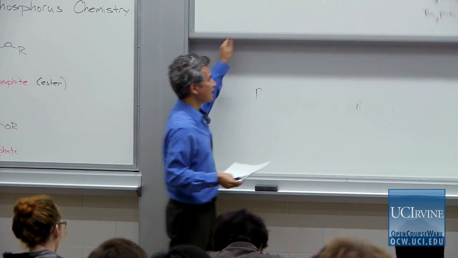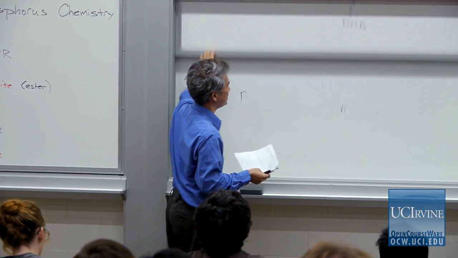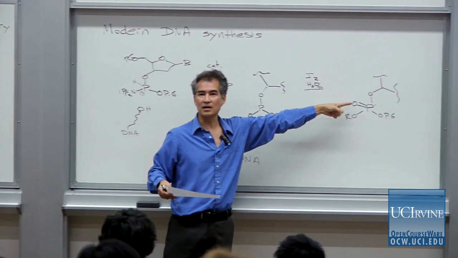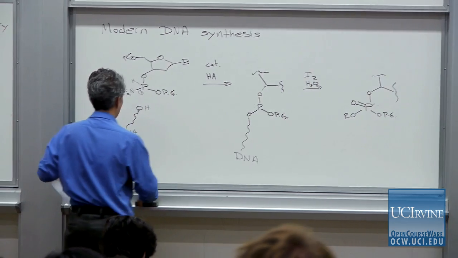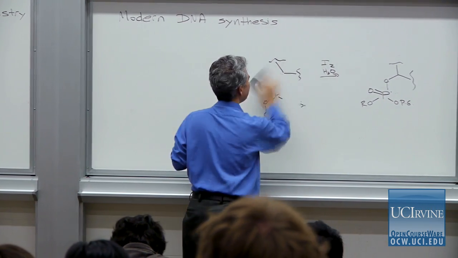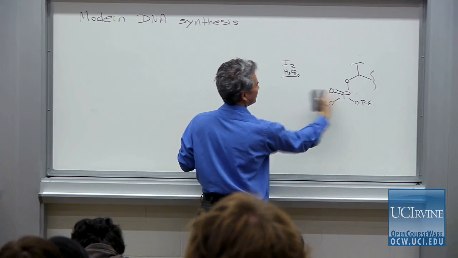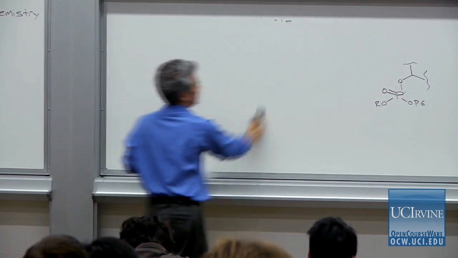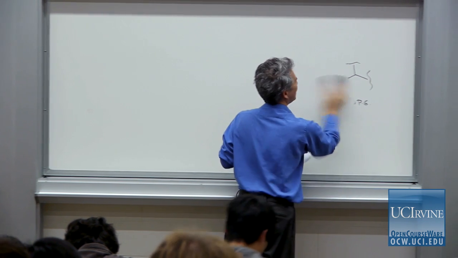Let's come back and draw a mechanism for this iodine oxidation in DNA synthesis. Because this transformation is driven by formation of this PO, if you want to call it a double bond, that PO double bond. There's less than 50% pi character between the P and the O. It's kind of like a sulfur-oxygen double bond. Is it really a double bond? There's not much pi character there.